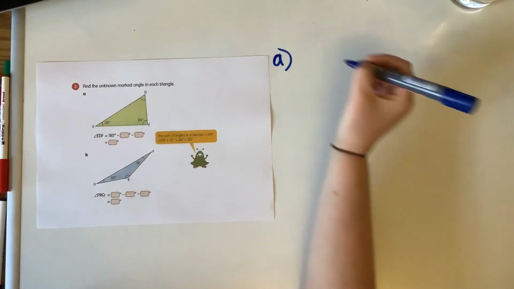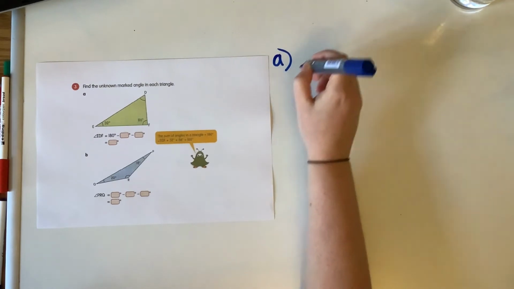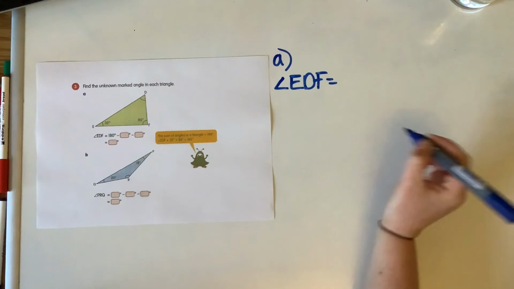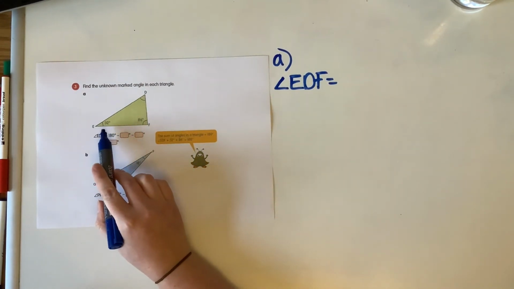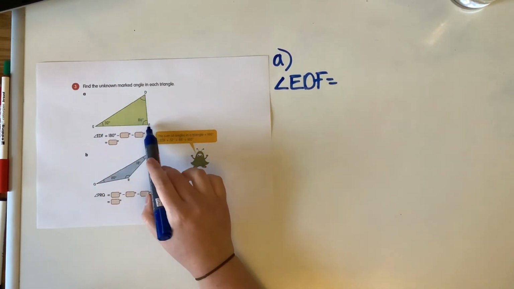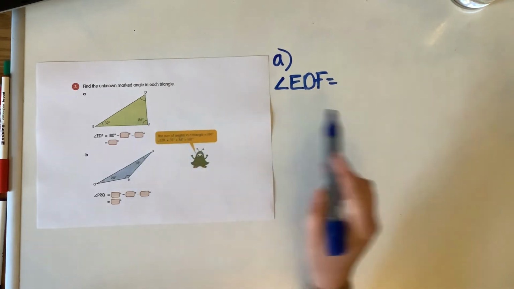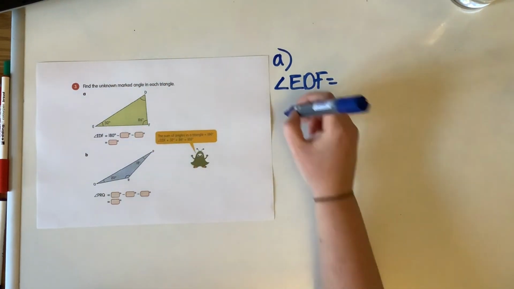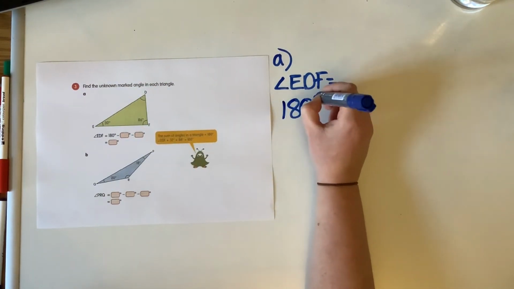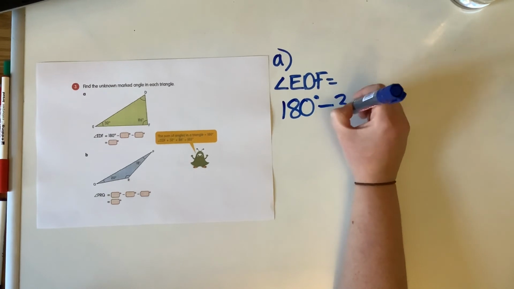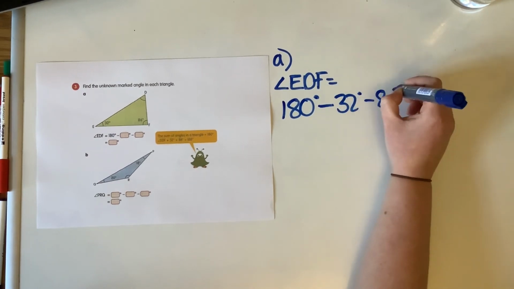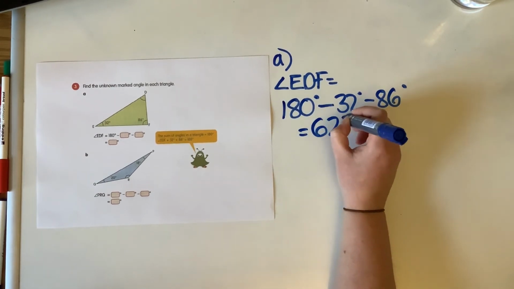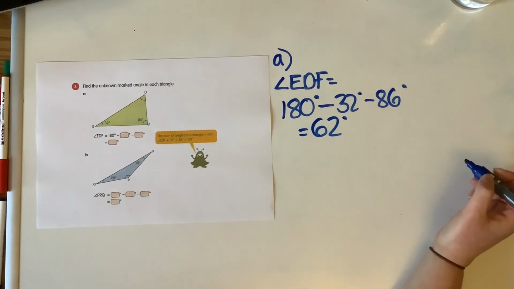So for A, you are trying to find the angle EDF. Okay, you're told that this angle here, DEF, equals 32 degrees, and this angle here, DFE, equals 86 degrees. So what I need to do in order to work out this angle is 180 degrees, subtract 32 degrees, subtract 86 degrees, which equals 62 degrees. So well done if you got that correct.